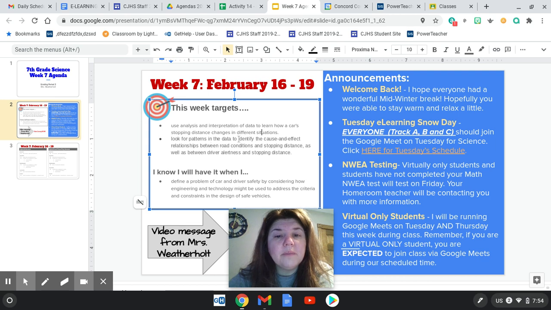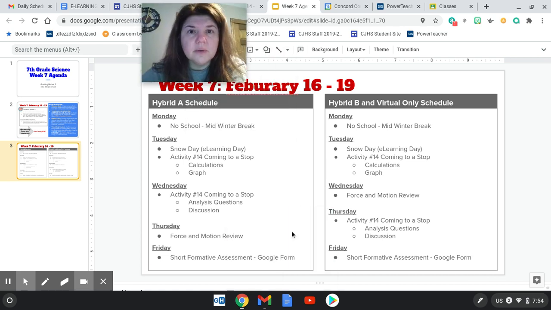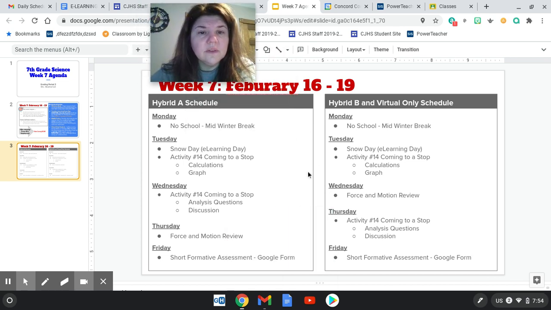So, when we're looking for patterns in data, we're going to be using quantitative data, so data with numbers, and we're going to be creating a graph. So let's look at the exact breakdown of this week.